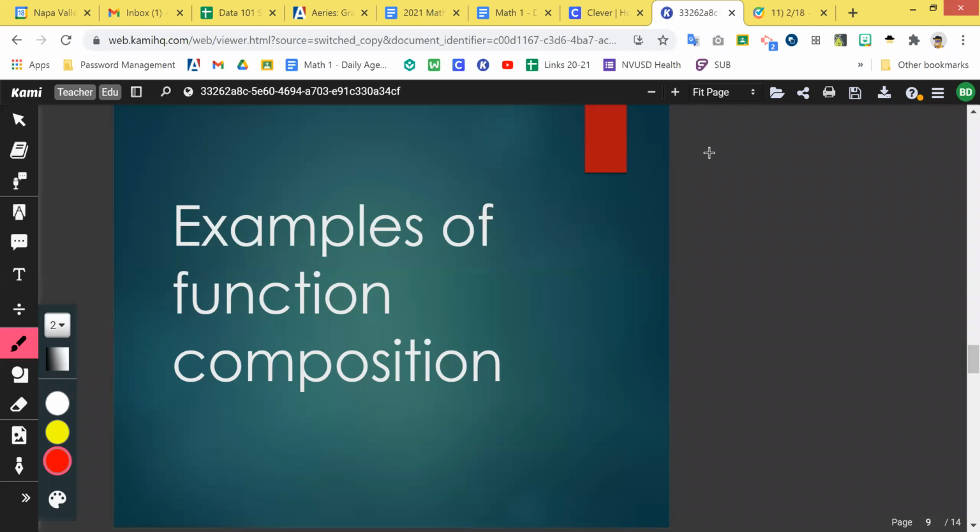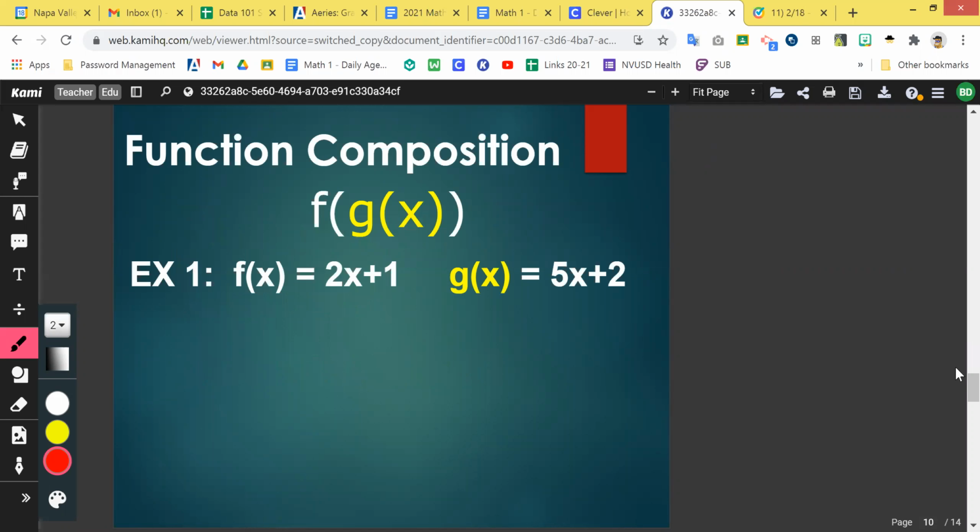So going into examples of function composition, remember we're looking at the problem and we're going to be thinking about the outside letter and the inside letter. Okay, so let's take a look at our first example. Our first example here, the question says f of g of x, and then we have our two functions, f of x and g of x.